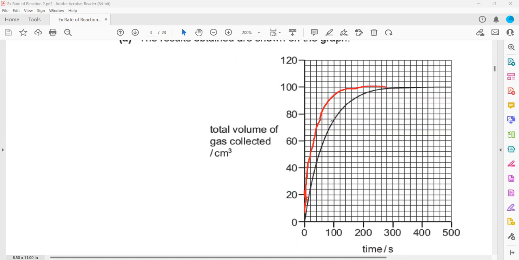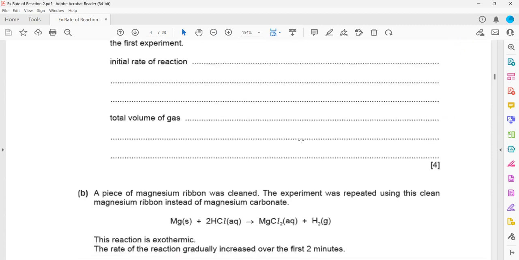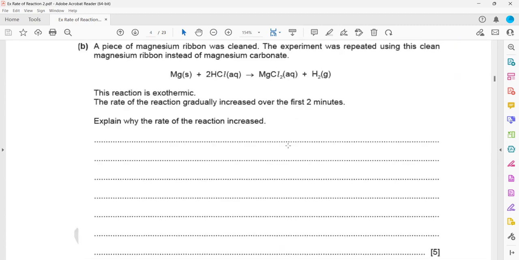So this will be the graph for powdered magnesium. Then we have a piece of magnesium ribbon that was cleaned. The experiment was repeated using a clean magnesium ribbon instead of magnesium carbonate. The reaction is exothermic. Exothermic reactions give out energy. The rate of reaction gradually increases.